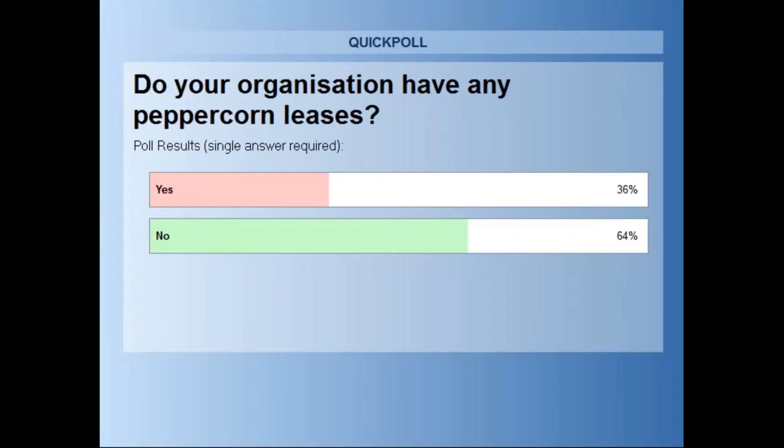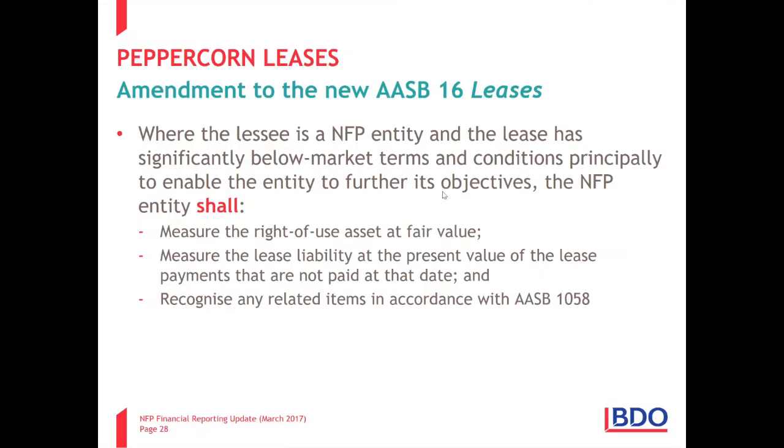So 36% of those attendees today would say that they've got peppercorn leases. So it's an automatic impact. This stands definitely, you'll have to consider very carefully the requirements of AASB 16 as well as the requirements of AASB 1058, because the two together will unpack how this will impact your organization.